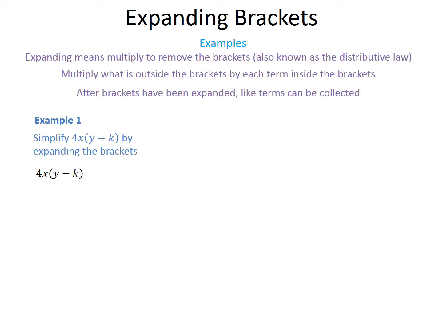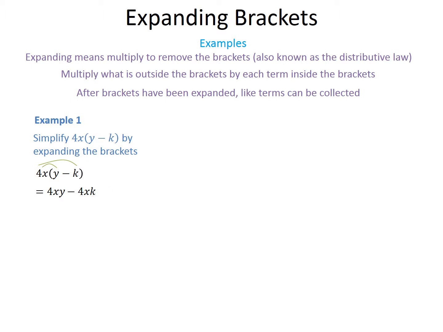So what I do is I'm going to do 4x times y. And 4x times y is just 4xy. So I write that underneath. And then I go 4x times negative k. Remember, the k's got its sign in front of it. And so it's 4x times negative k, which is negative 4xk. And so I just write down negative 4xk. Now, I've actually just got my final answer there.